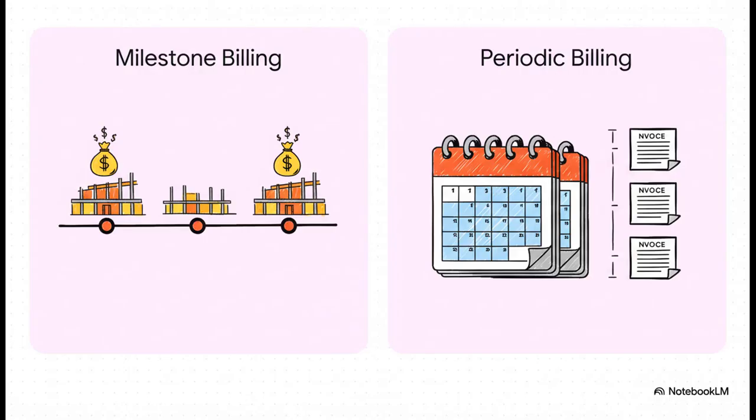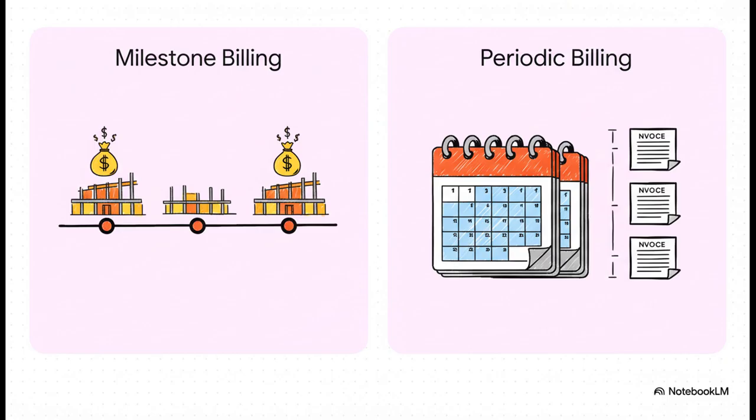The system's also super flexible when it comes to billing. So for like a huge construction project, you're going to use milestone billing, invoicing the client as you hit key stages. But for something simple like a monthly service subscription, you just use periodic billing and send the same invoice every single month.